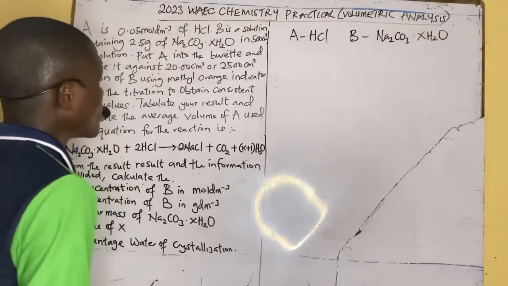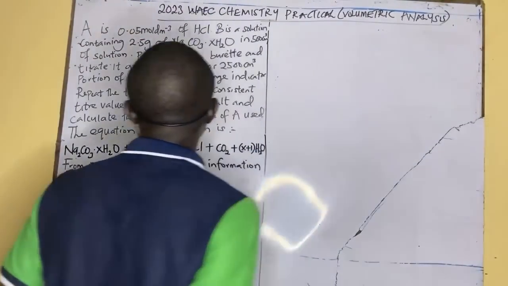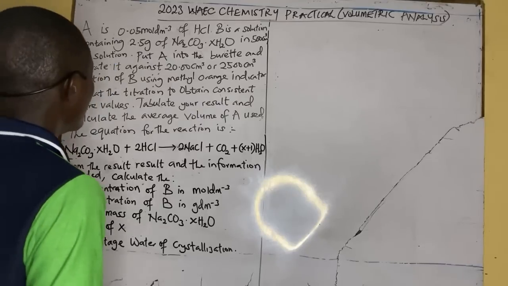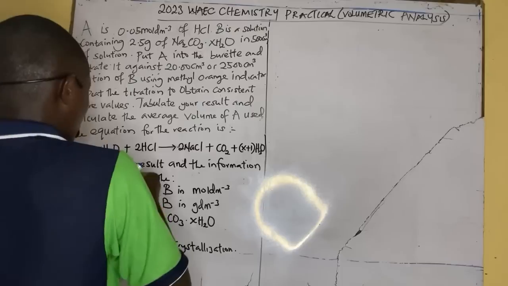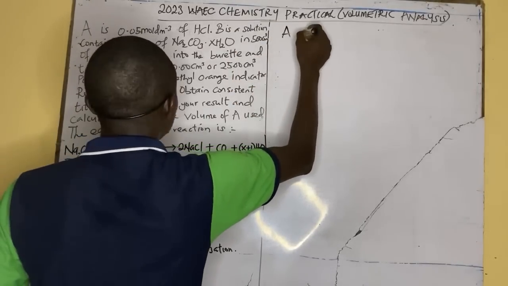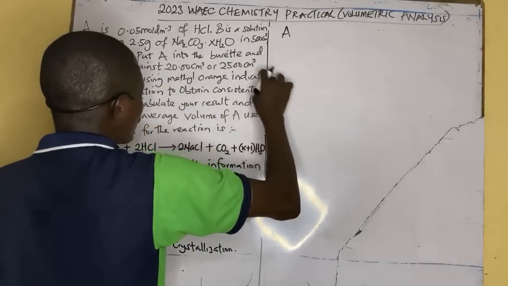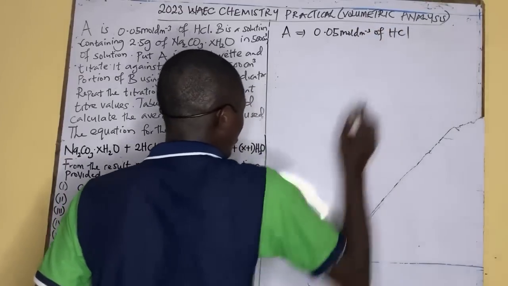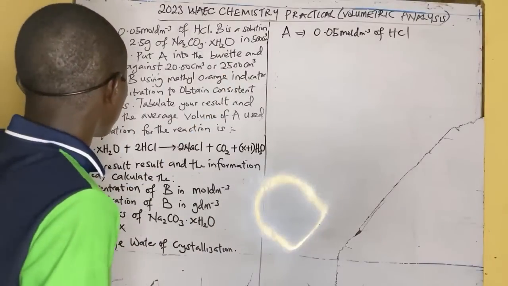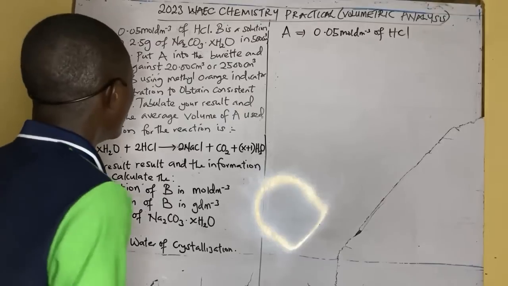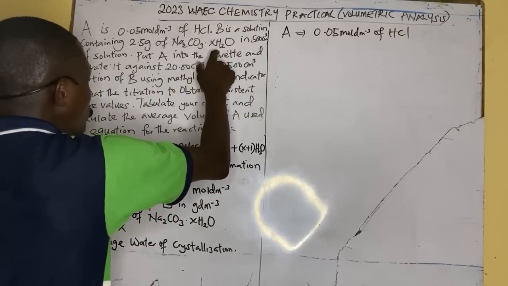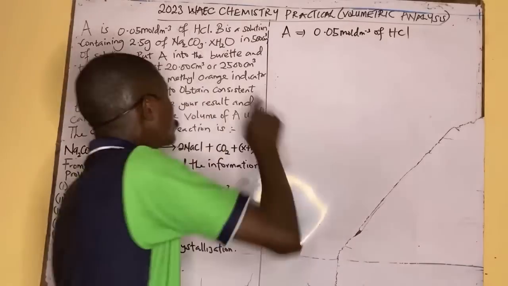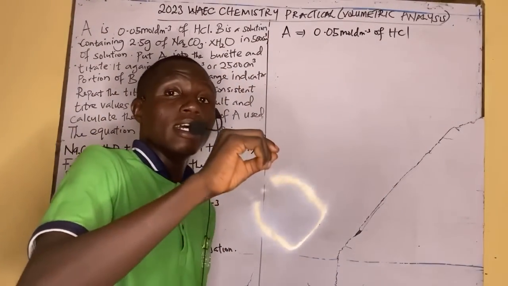So I'm going to be considering this question by doing it together. Now we have the question before us. A is 0.05 mole per dm cube of HCl. Don't forget, we are told that A is 0.05 mole per dm cube of HCl. That's our A. Now, our B is a solution containing 2.5 gram of Na2CO3.xH2O in 500 cm cube, but in the instruction we are given 5.0 gram of this sodium trioxocarbonate(IV) in 1,000 cm cube.